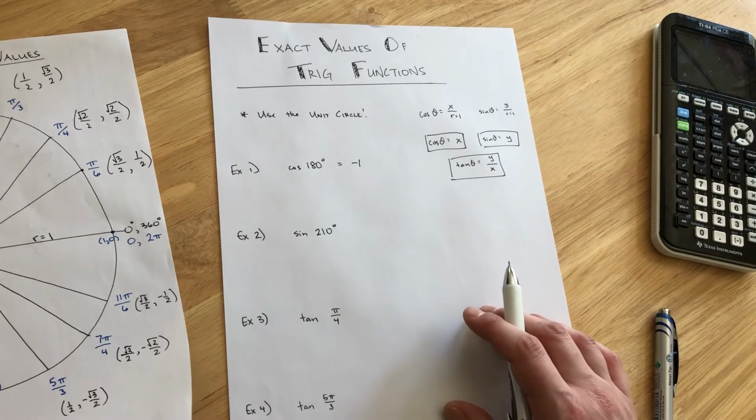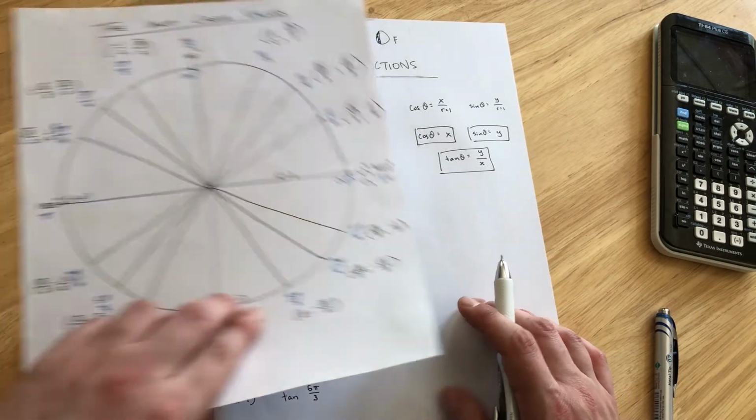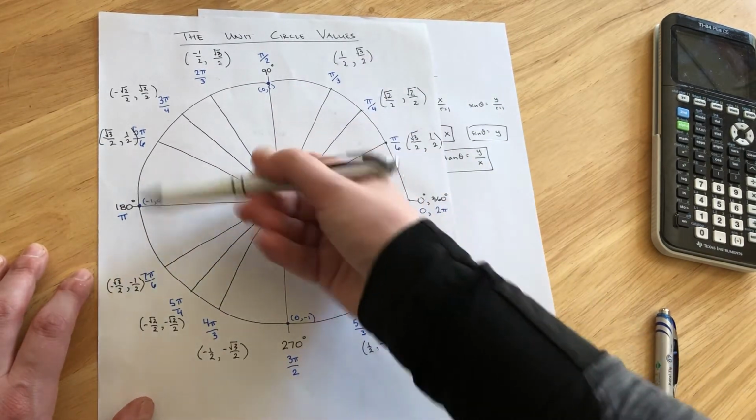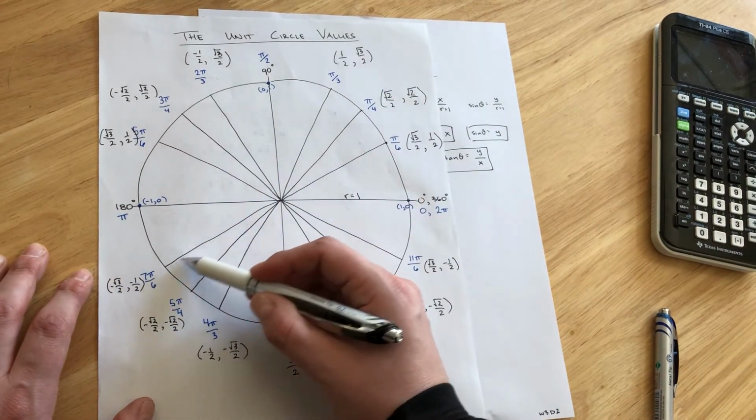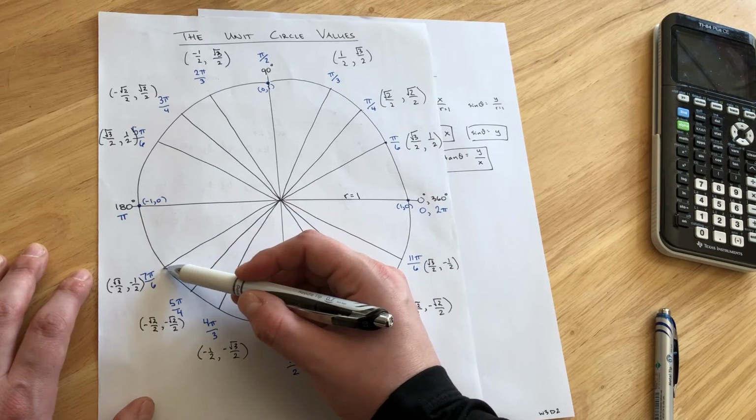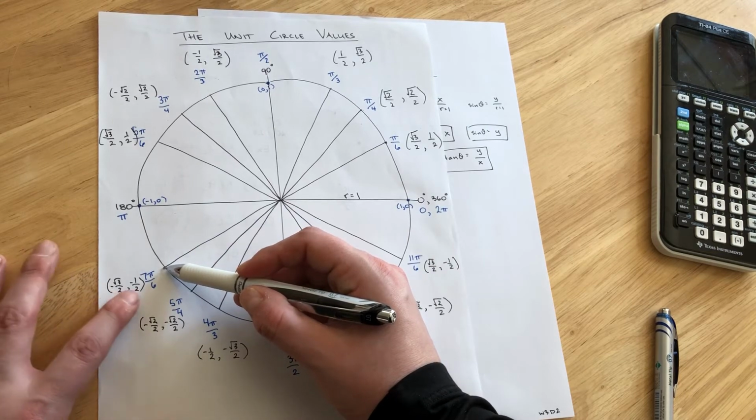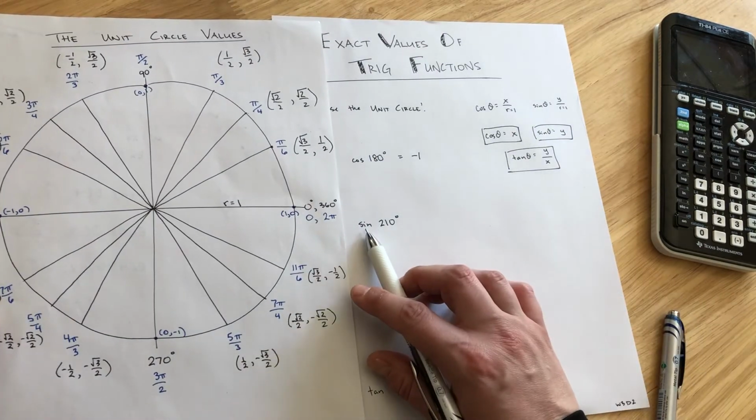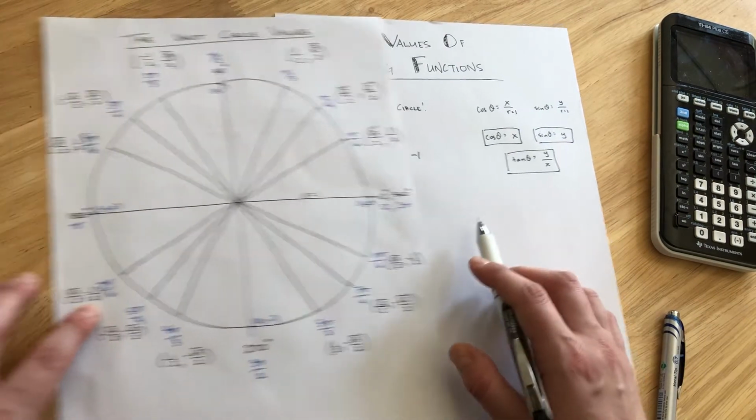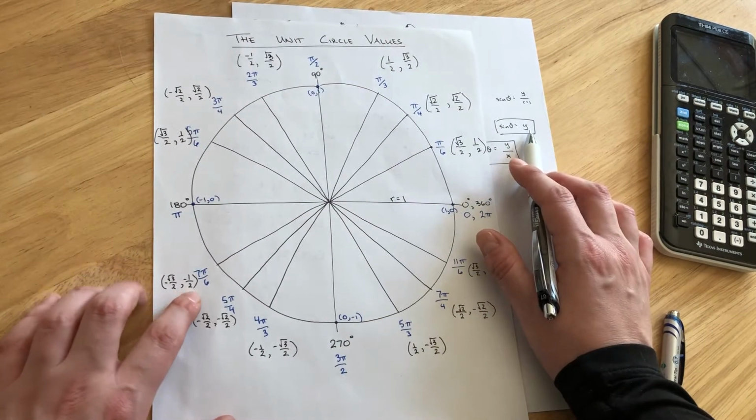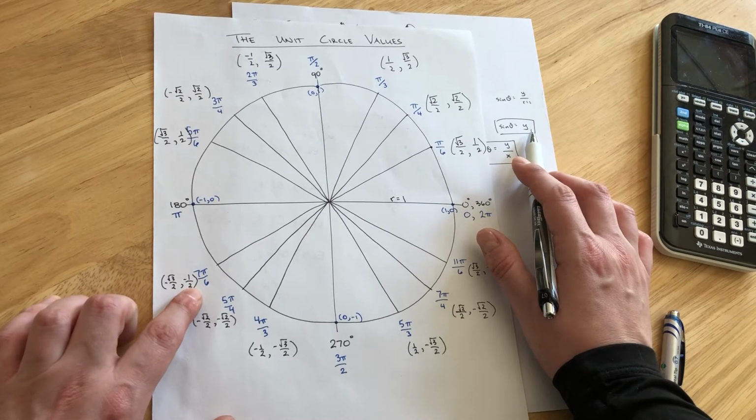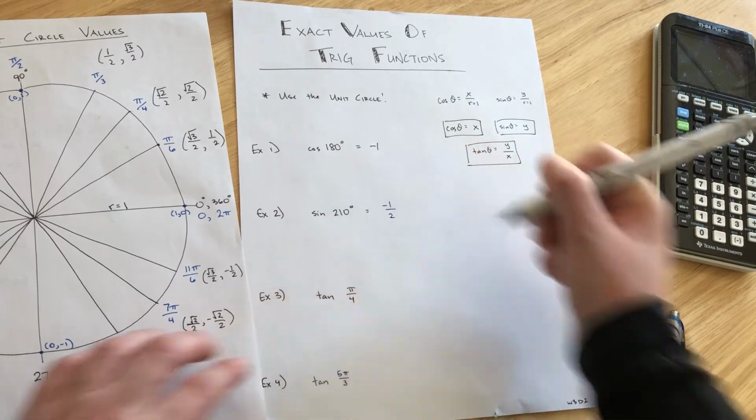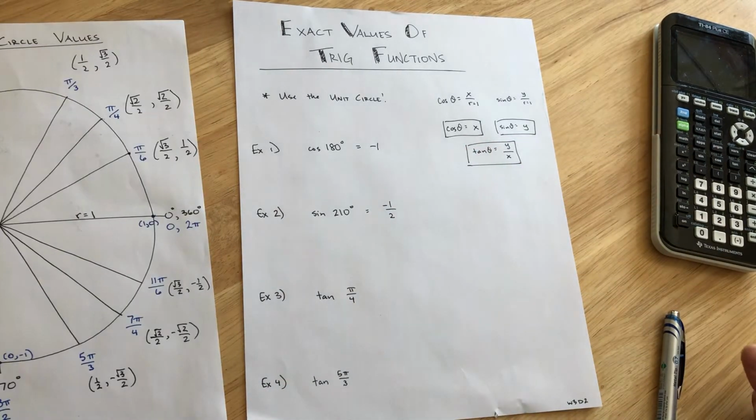Here in example 2, we're looking at sine of 210 degrees. So 210 degrees is 30 degrees past 180. So here's where we are, 7 pi over 6 or 210 degrees. And that's our x and y coordinate pair. So we're looking for sine there, so we need the y value. The y value is -1/2. So that's our answer. Sine of 210 degrees is -1/2.